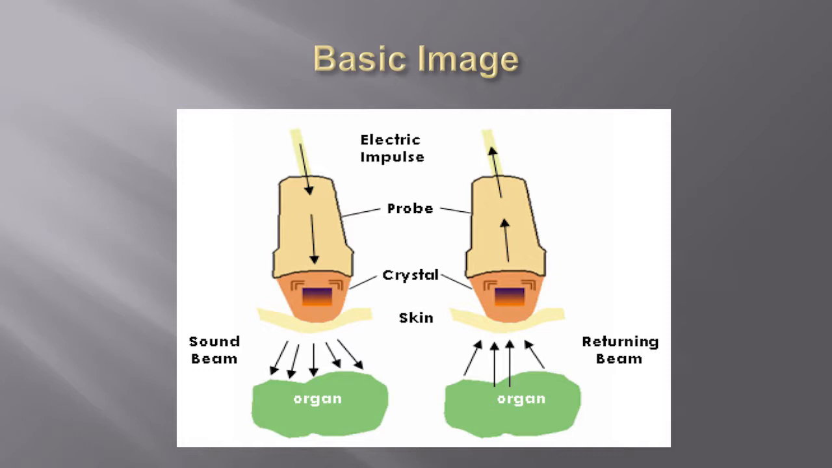So if you have a sound wave traveling through this organ, for example, the dots representing the upper surface of the organ are going to be brighter than the dots representing the lower portion of the organ. Does that make sense to you guys? All right, because it's a further distance it has to go.